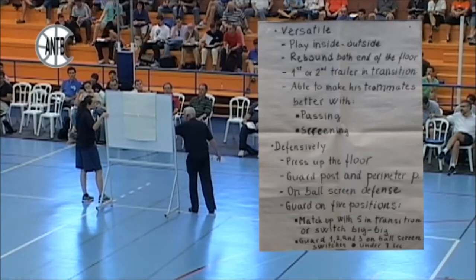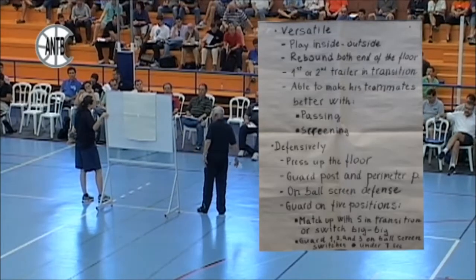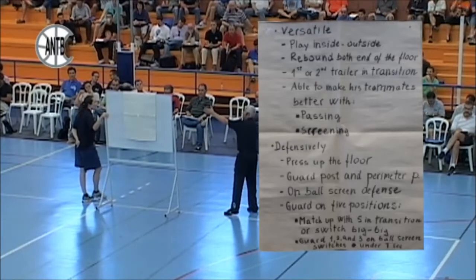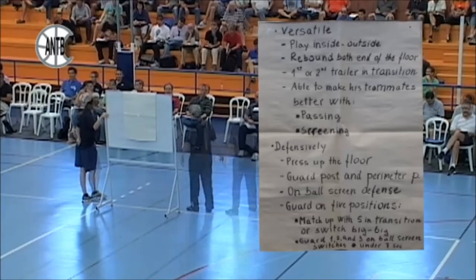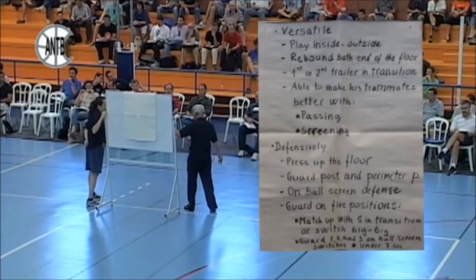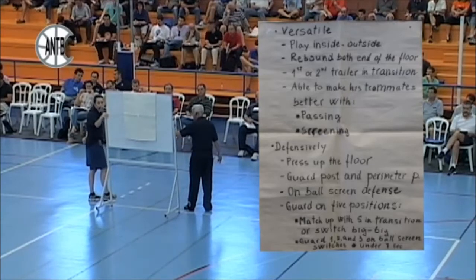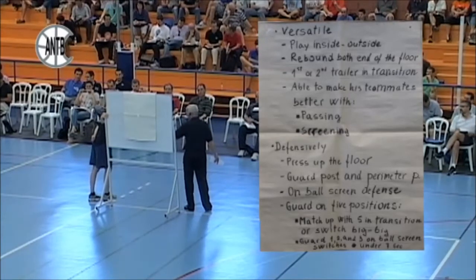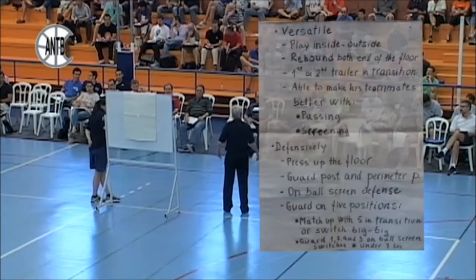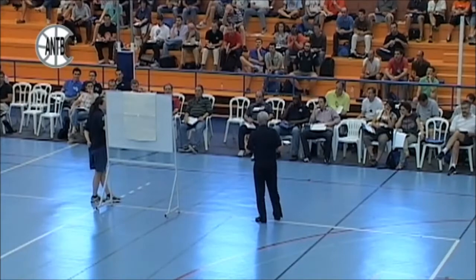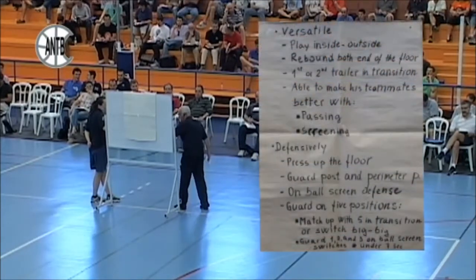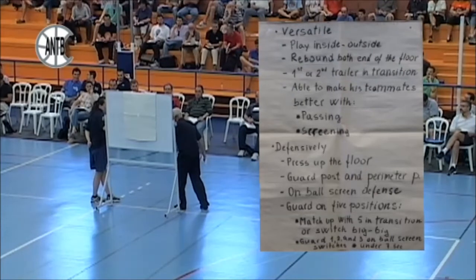Defensively, press of two, up the floor. If you are pressing man-to-man, or a zone press, he is usually the first man in the press. He must be able to guard post and perimeter players, especially in ball screen defense, because he must be able to play defense on the 5 position. That means matching up with number 5 in transition. If number 5 is coming as the first trailer, he must be able to stop him inside. He must be able to guard 1, 2, and 3 on both screens.